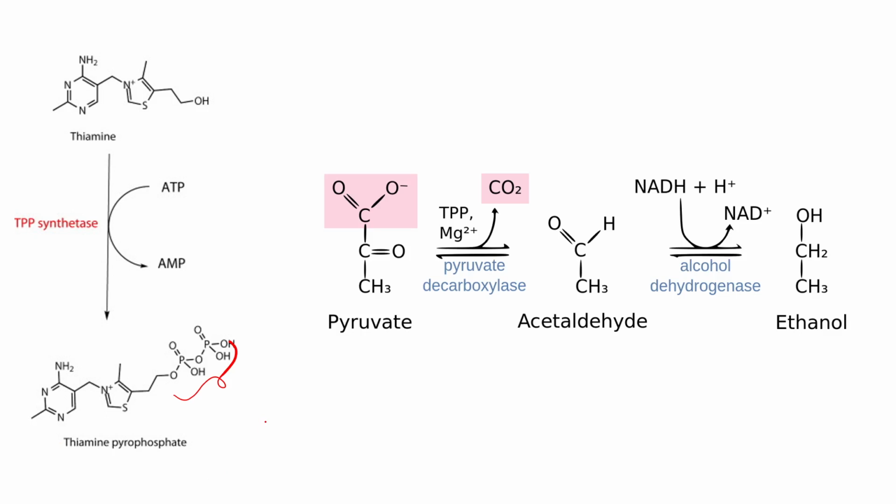And from where is thiamine getting these two phosphates? It is getting from ATP. What was ATP? Do you remember what was ATP? ATP was adenine triphosphate.